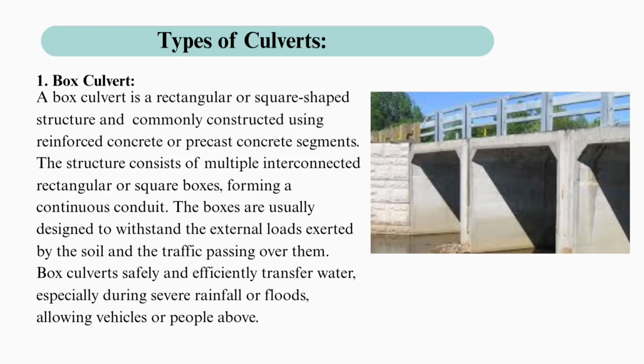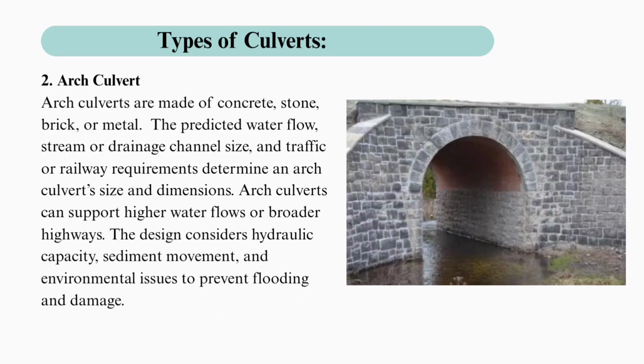Box culverts safely and efficiently transport water, especially during severe rainfall or floods, allowing vehicles or people above. The next type of culvert is the arch culvert. Arch culverts are made of concrete, stone, brick, or metal. The predicted water flow, stream or drainage channel size, and the traffic or railway requirements determine an arch culvert's size and dimensions. Arch culverts can support higher water flows or broader highways. The design considers hydraulic capacity, sediment movement, and environmental issues to prevent flooding and damage.